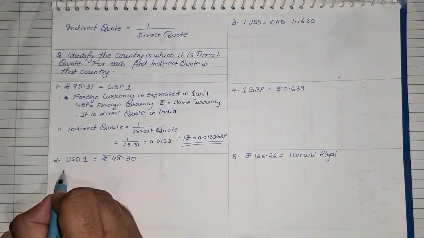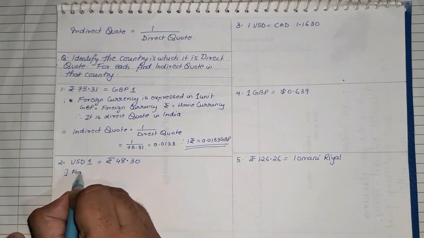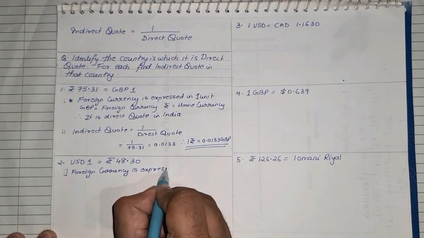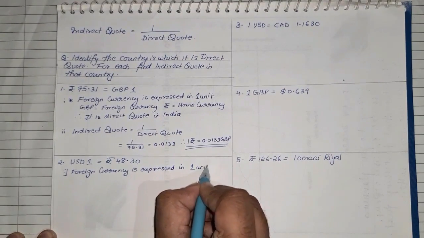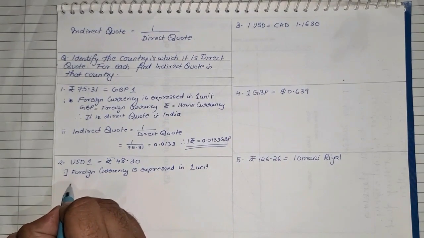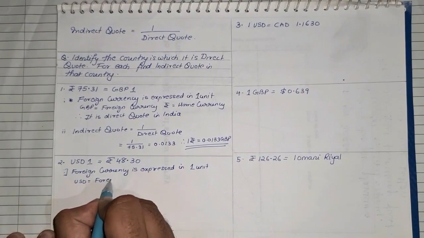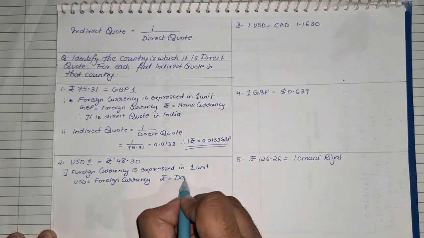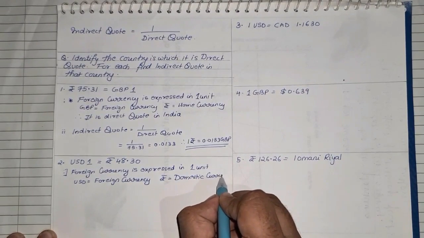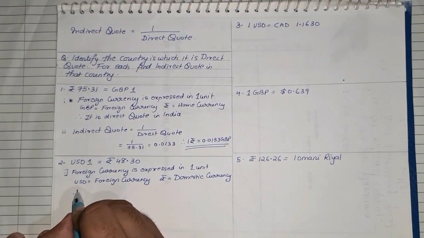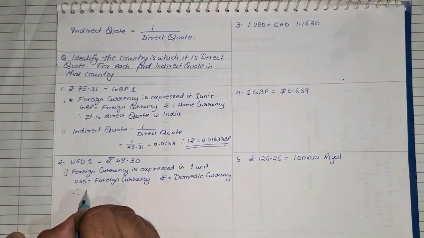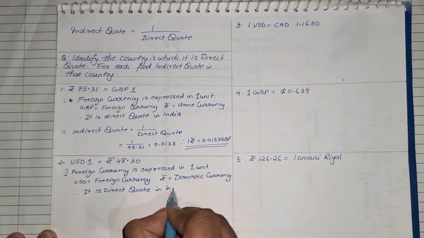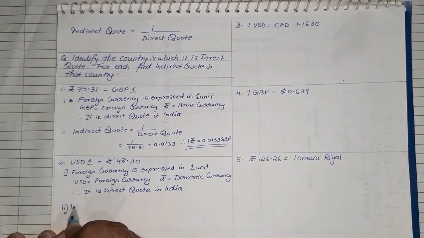Let us try using the same rule for the second sum. 1 USD is equal to rupees 48.30. Again my first statement will be: foreign currency is expressed in 1 unit. Now in my statement USD is 1 unit, so here USD will be my foreign currency, and rupee will become my domestic currency. Okay, therefore, since domestic currency is rupees, this quote we can say is a direct quote in India. Now once I found that, we can easily find the indirect quote.